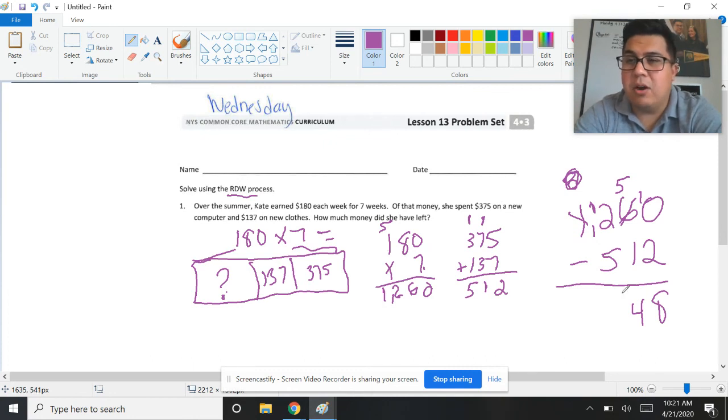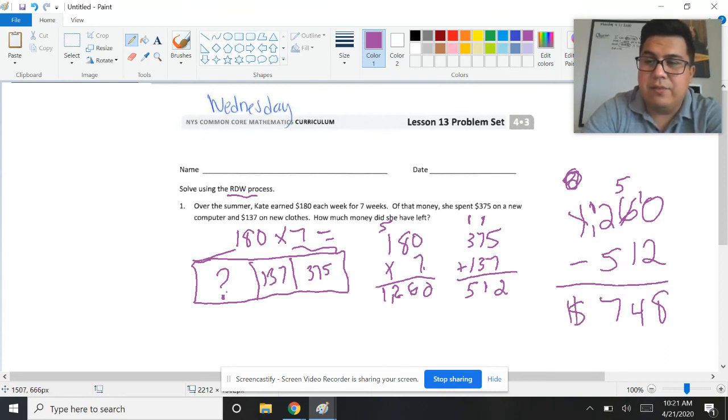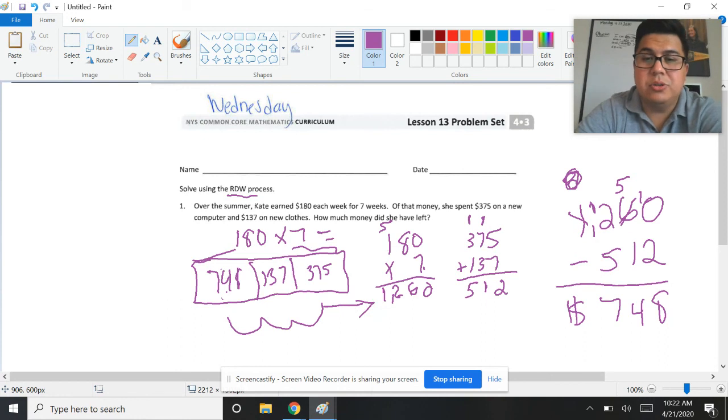12, 11, 10, 9, 8, 7. And you know Mr. Basis is always okay with using your fingers. So let's do that. 12, 11, 10, 9, 8, 7, right? So 7. So we know that she has $748 left. So we can actually erase this because now we know that that total is 748. And to double check it, we can simply add these three numbers and it should get us back to 1,260.